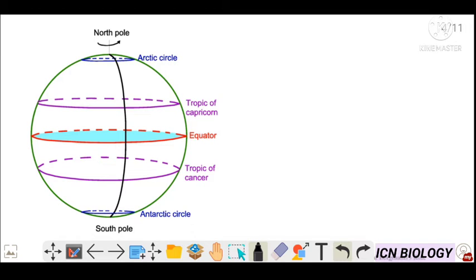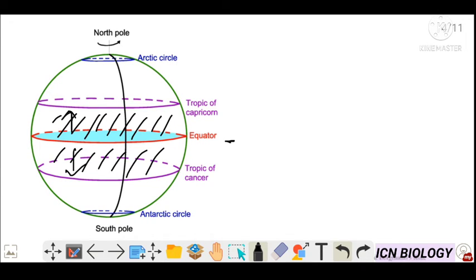Suppose this is the earth, and centrally we can call it the equator. Above the equator or below the equator, this region is called the tropical region, right? The tropical region has a boundary towards the North Pole called the Tropic of Cancer, and below the equator towards the South Pole, the boundary is known as the Tropic of Capricorn.